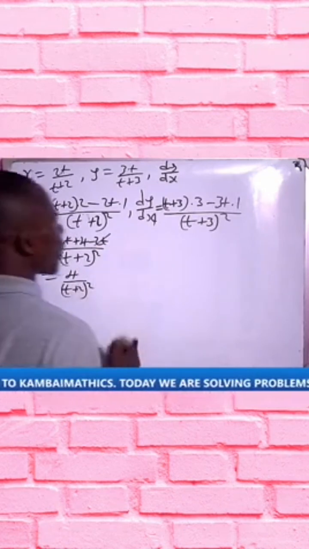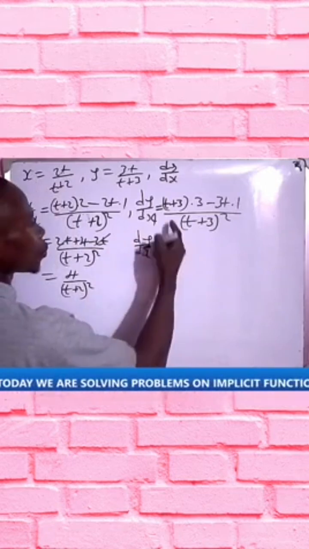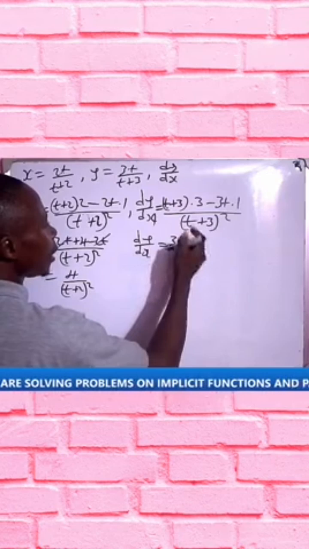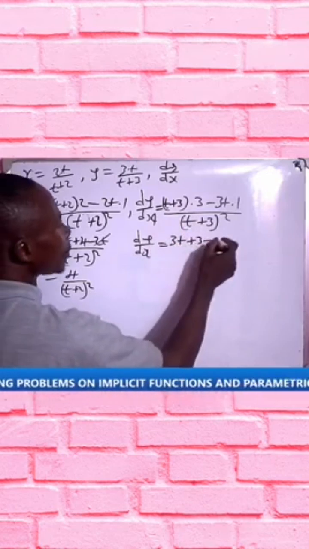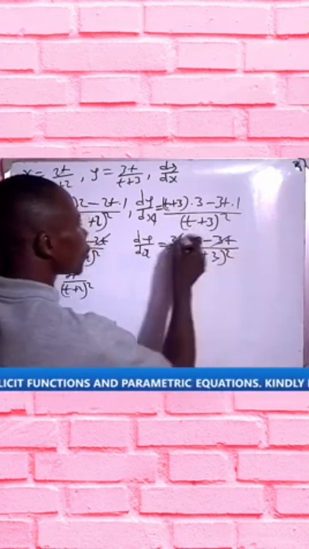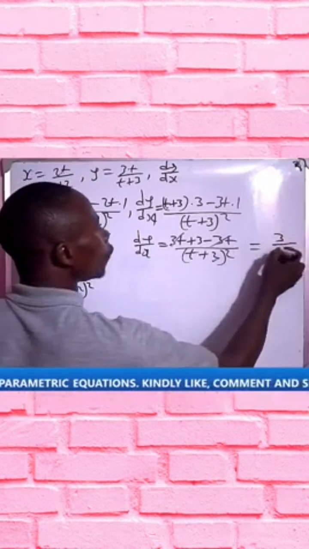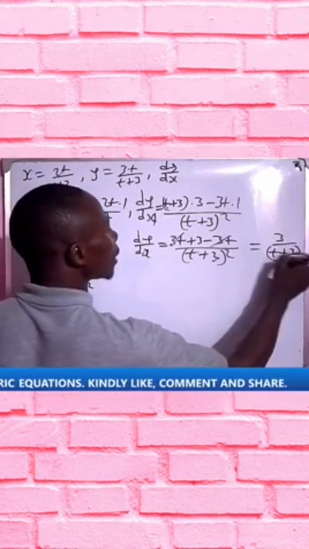The same thing happened here too. You will find out that dy over dx is equal to this time, this is 3t, and then we have plus 3 minus 3t all over t plus 3 in bracket squared. So this will take out this. We are now left with only 3 over t plus 3 in bracket squared.